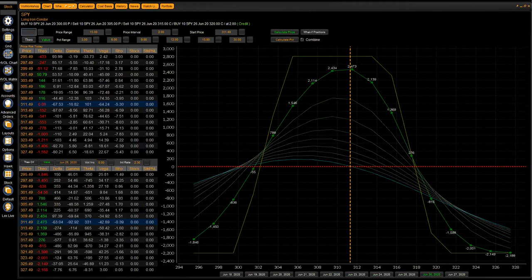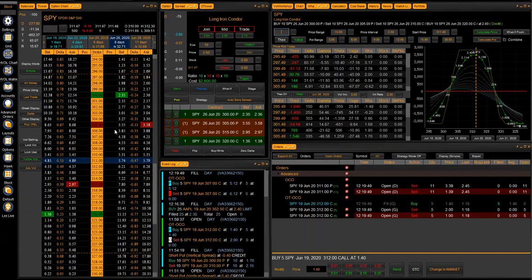So if you want to give yourself a little protection, this is called an iron condor. It's a put credit spread, which is a bull spread, and a call credit spread, which is a bear call spread, combined together in 4 legs, all in the same ratio. This gives you a nice wide area to profit from.